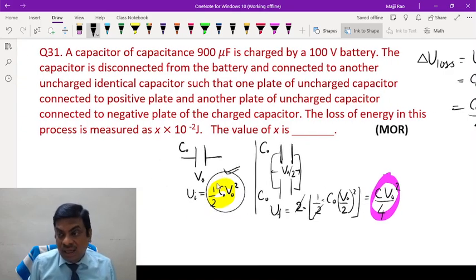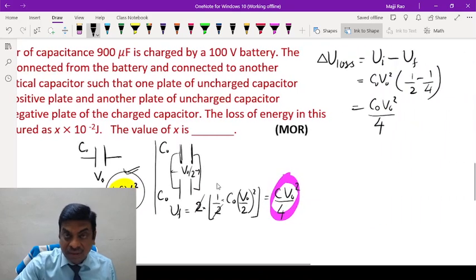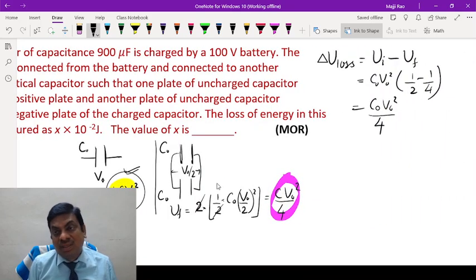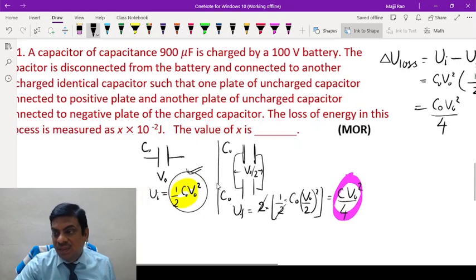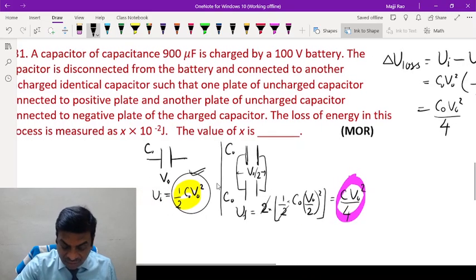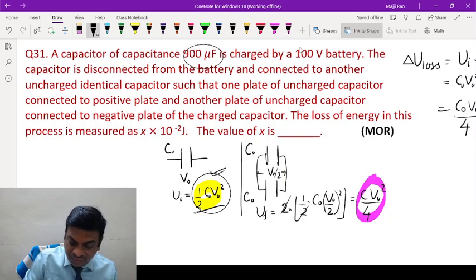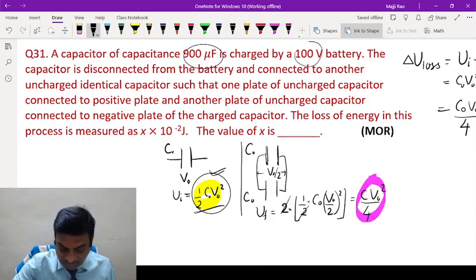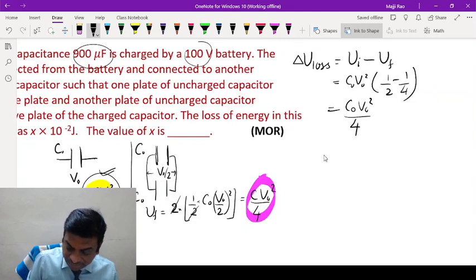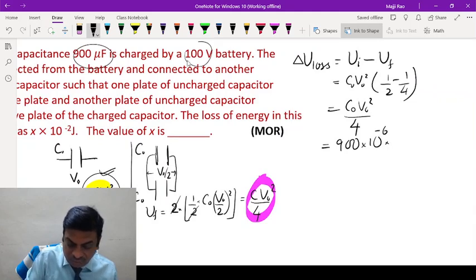The capacitor loses half its energy. So this is a fact. You can always memorize this concept so that straight away you can apply it. Now, what is C and what is V? That's what we have to know. So if we can find out the initial energy, half of that. So C is this much, V is this much. So substituting the values, we have 90 microfarad, micro stands for 10 power minus 6. Voltage is 100, that is 10 power 2, whole square upon 4.